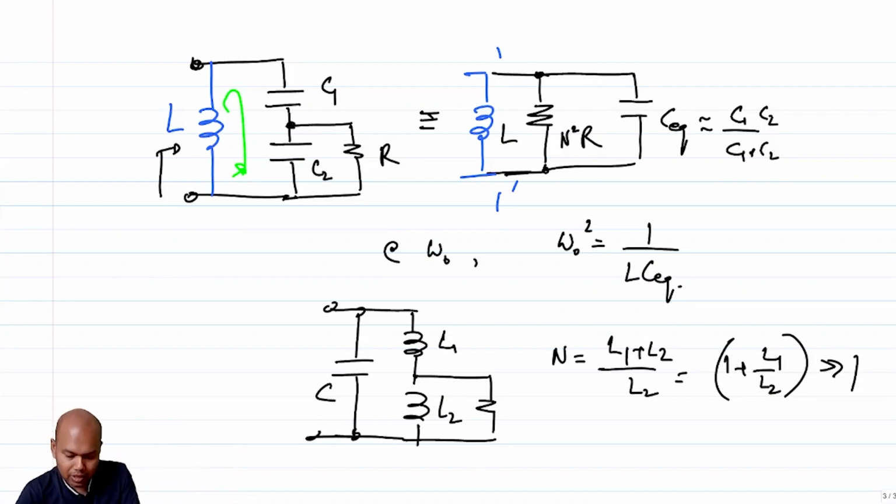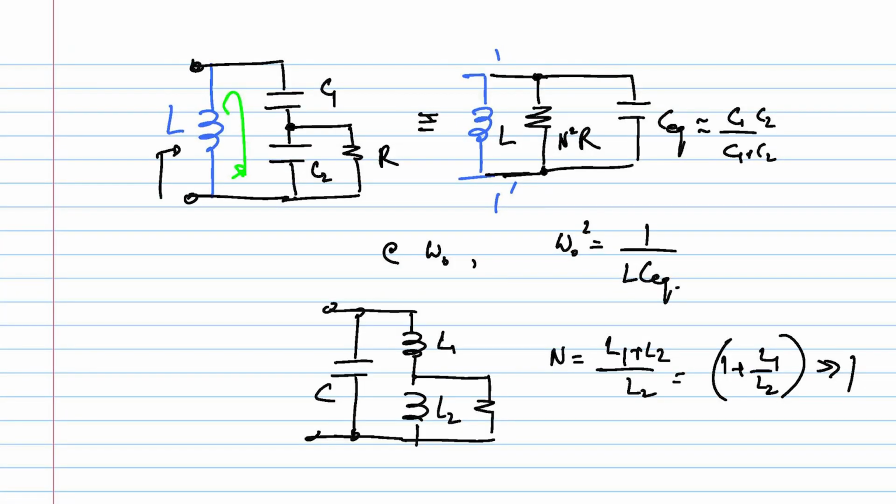But in certain cases we would like to step the resistance down also. When we discuss power amplifiers, you will see that there is a real need to step the resistance down to a certain value, from 50 ohm or so. So how should I go about thinking about it? The argument remains the same.